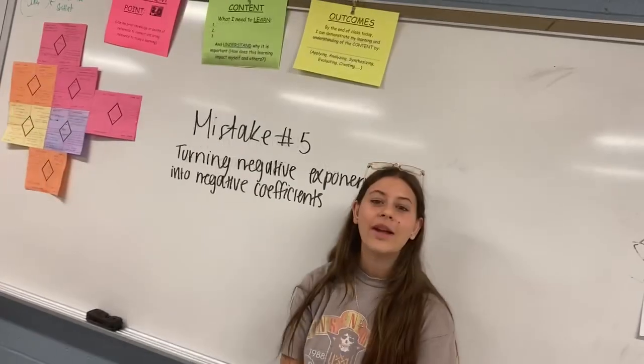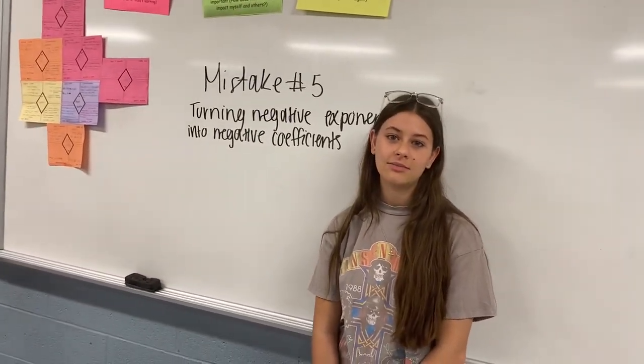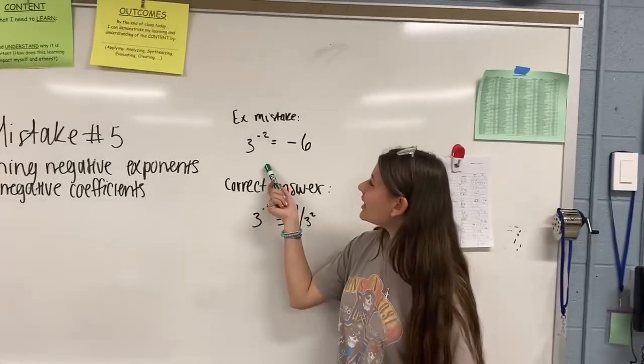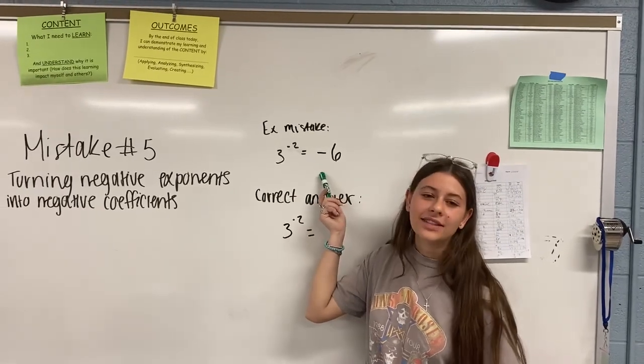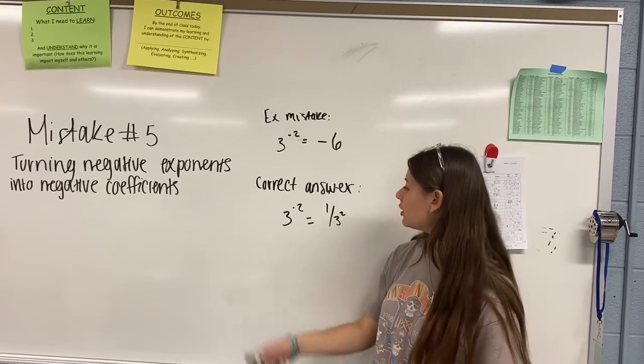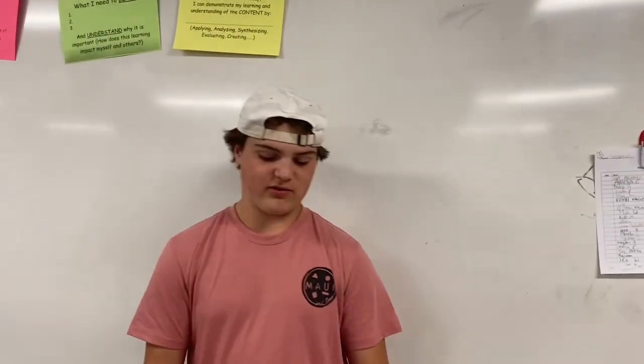Many algebra students do not understand what a negative exponent is. Here's a mistake. 3 to the negative second power equals negative 6. That's wrong. A negative exponent implies the inverse. Here's the correct answer.